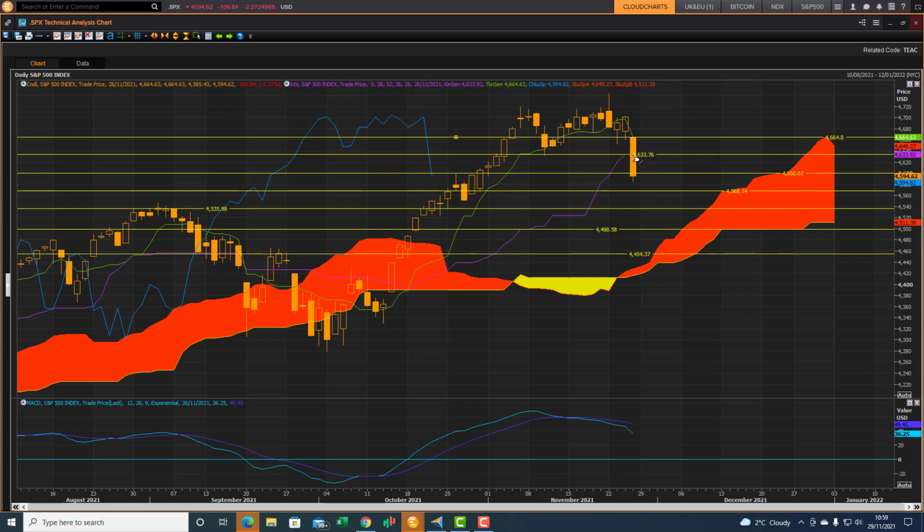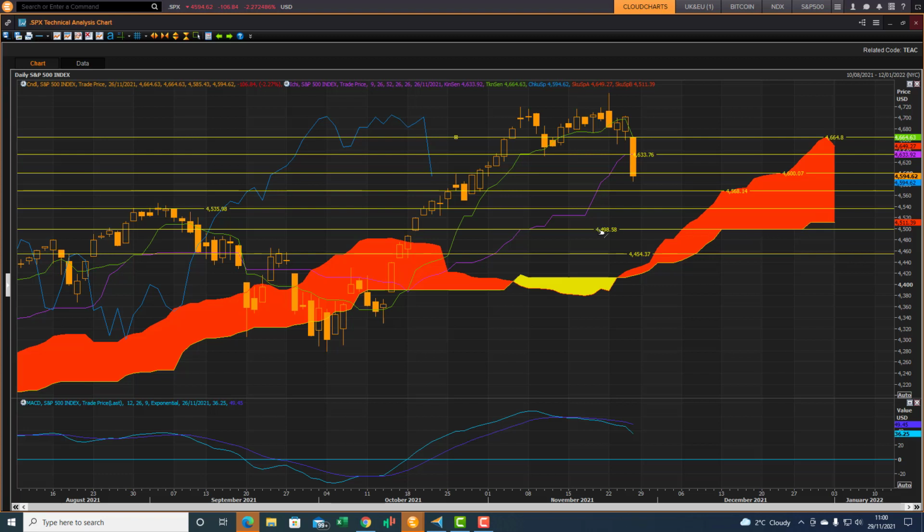But the first support will be 4633, and then 4664 if the rebound lasts. If we get a reversal there, then we're going to retest 4605, 4568, these levels, and then this 4535 zone. Significant downside risk to the front end of the cloud.